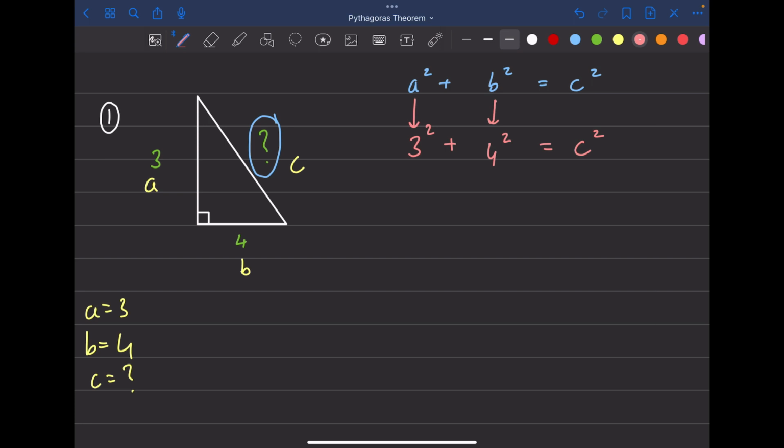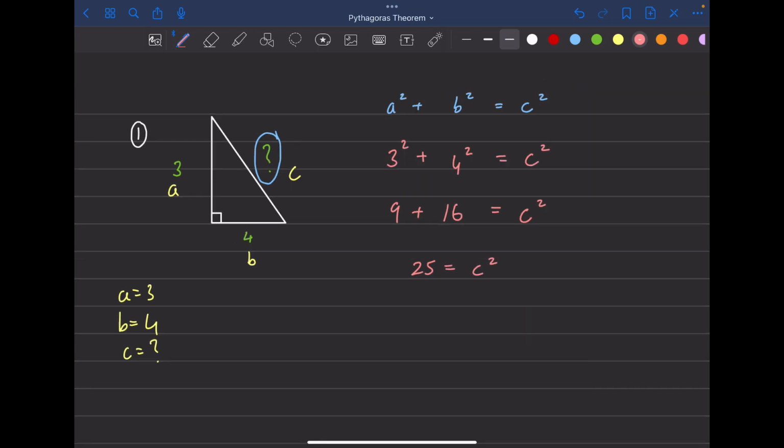After that, let's actually start solving. What is 3 squared? 3 squared is 3 times 3, which is equal to 9. 4 squared is 4 times 4, which is equal to 16. And then C squared, you cannot really multiply that, so let's leave it as C squared. Okay, and then after that, 9 plus 16, how much is 9 plus 16? It is 25. So 25 is equal to C squared.